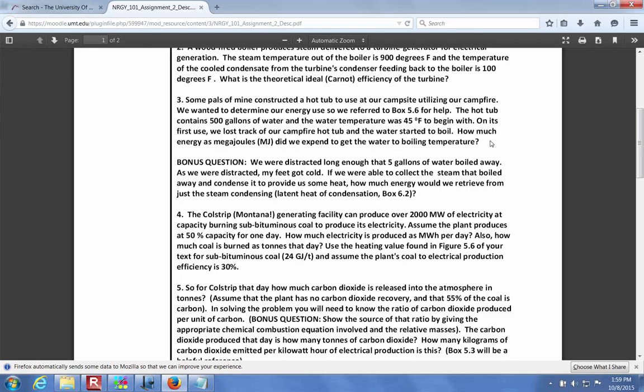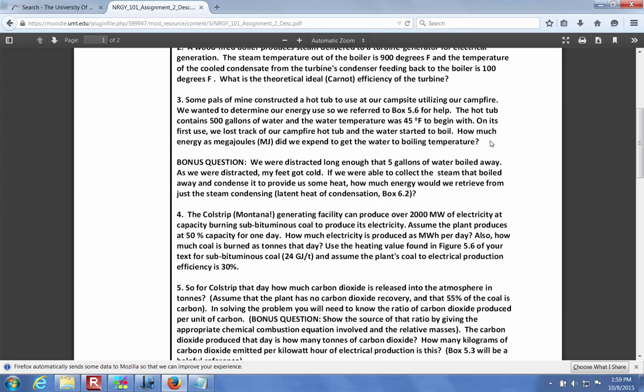What page is that on? 167. Let me go find that. Oh, I'm way off. Page 167, box 5.3. Yeah, they're boiling 1 kilogram of water.